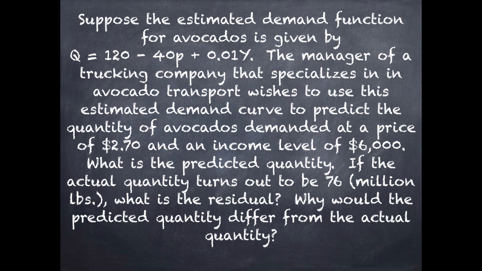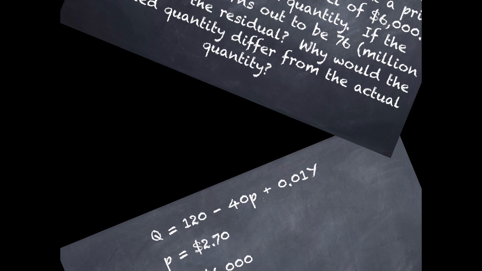3.3, suppose that the estimated demand function for avocados is given by Q is equal to 120 minus 40P plus 0.01Y. The manager of a trucking company that specializes in avocado transport wishes to use this estimated demand curve to predict the quantity of avocados demanded at a price of $2.70 and an income level of $6,000. What is the predicted quantity? If the actual quantity turns out to be 76 million pounds, what is the residual, and why would the predicted quantity differ from the actual quantity?